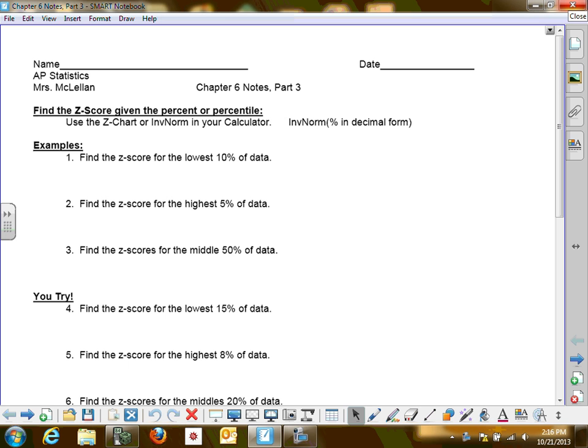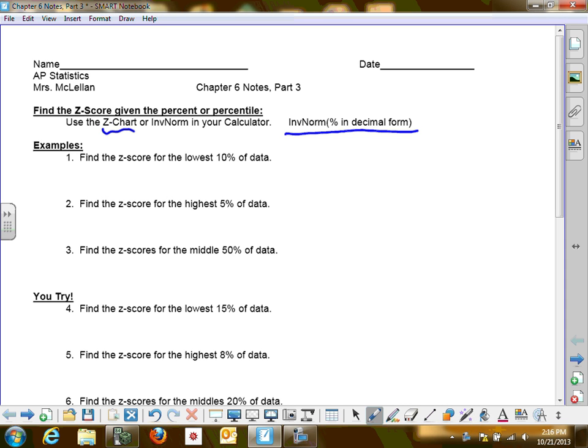The last item that I'm going to teach you a little computation on the calculator is how to find the z-score for a particular percent on the calculator. Before, on numbers 6 through 11 on your homework, you did that on your z-chart. Now I'm going to show you what this thing called inverse norm is on your calculator.